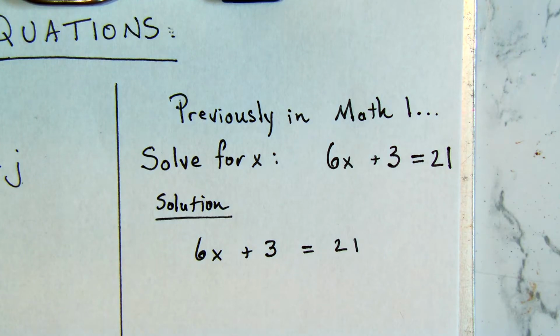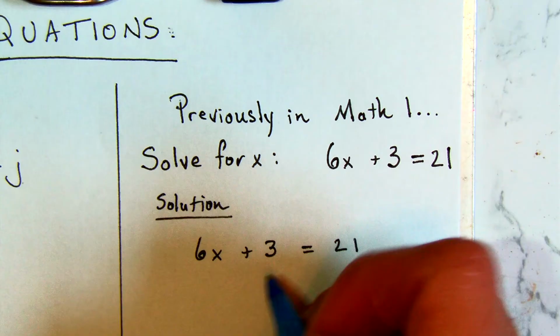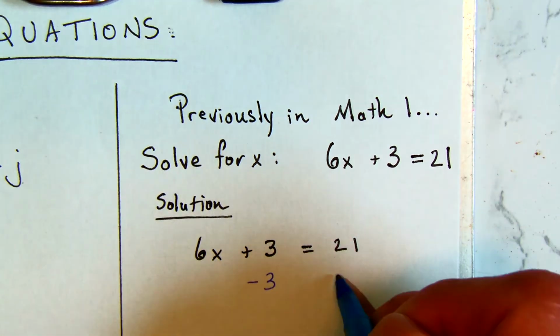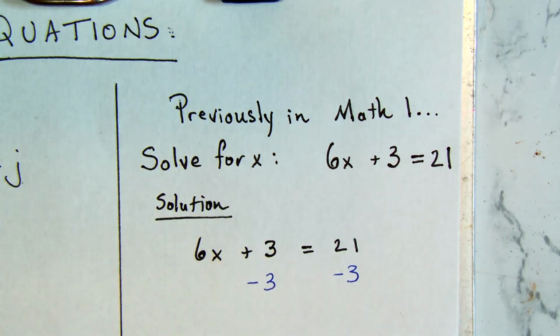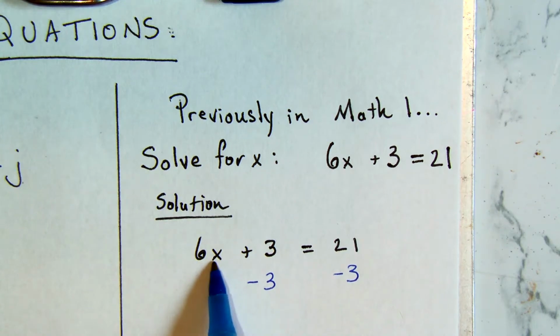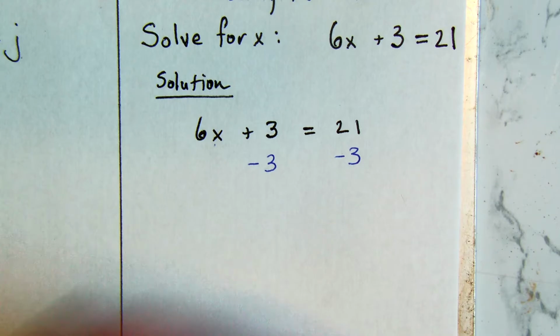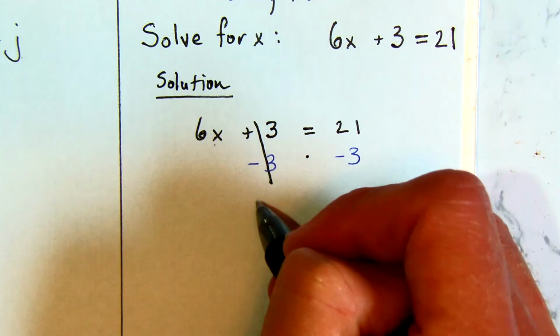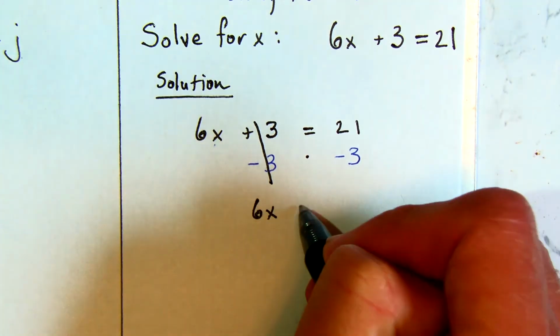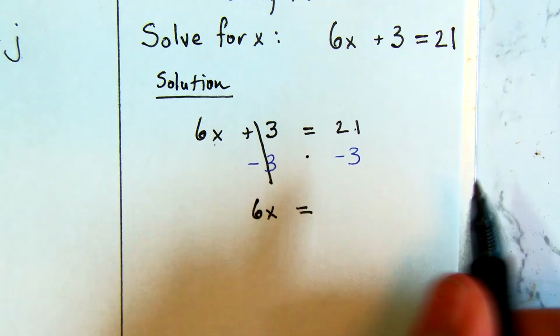Alright, so what do I do first? Best thing to do is subtract 3 from each side, right? We want to make x alone, all by itself. So when I subtract 3, on the left side of the equal sign, it cancels, leaving 6x equal sign. 21 minus 3 is 18.